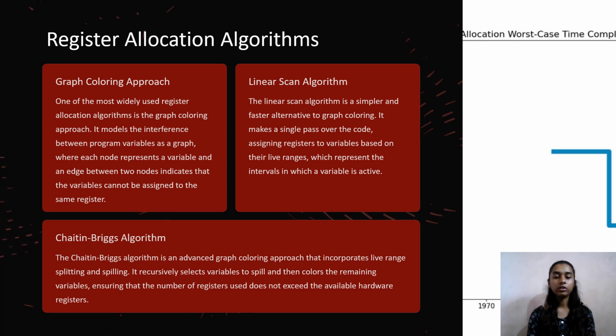Chaitin's-Briggs algorithm. This algorithm is an advanced graph coloring approach that incorporates live range splitting and coalescing. It recursively selects variables to spill and then colors the remaining variables, ensuring that the number of registers used does not exceed the available hardware registers.